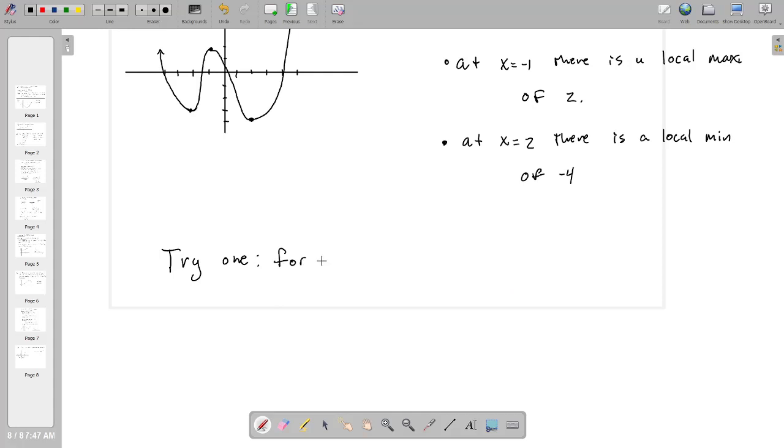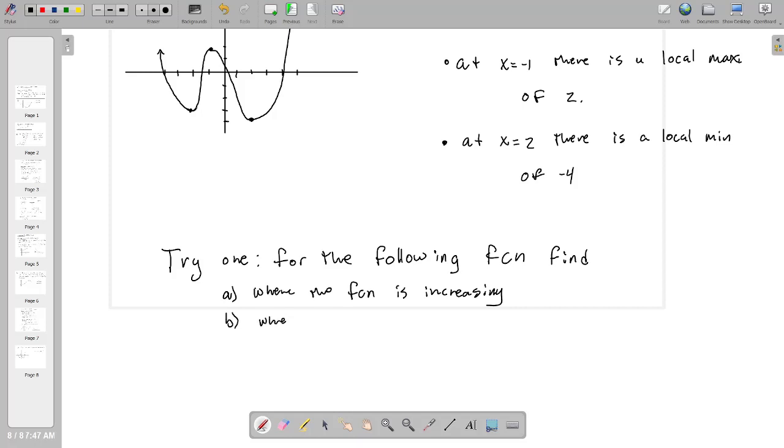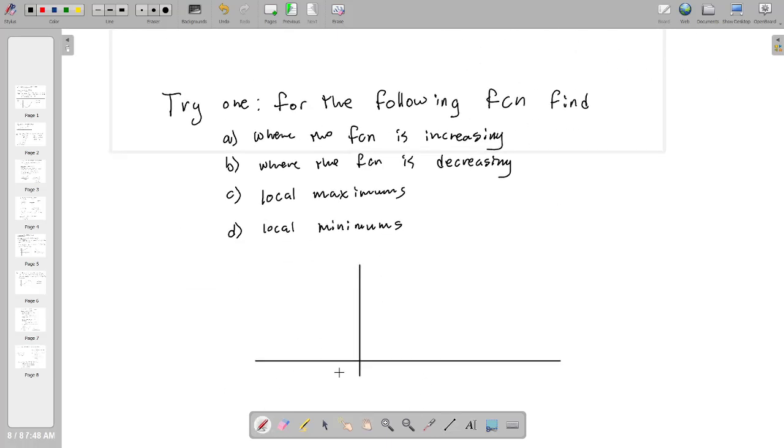Try one. For the following function, find a, where the function is increasing, b, where the function is decreasing, c, the local maximums, and d, local minimums. So here's your function. Now for part A and part B, what you're looking for are intervals. You want to find the intervals where the function is increasing and the intervals where the function is decreasing. For part C, you need to find the location of the maximum or minimum, and you need to find the value of that maximum and minimum.